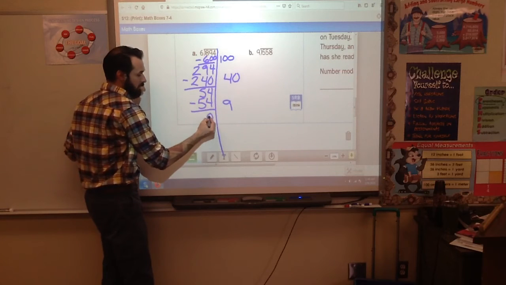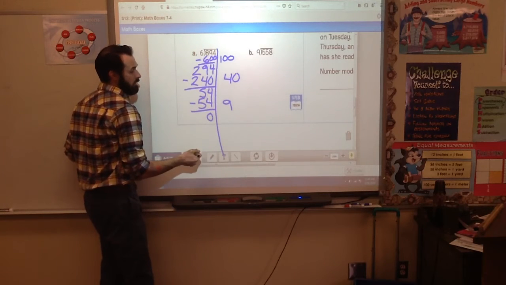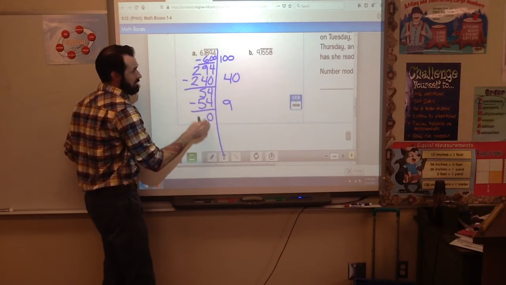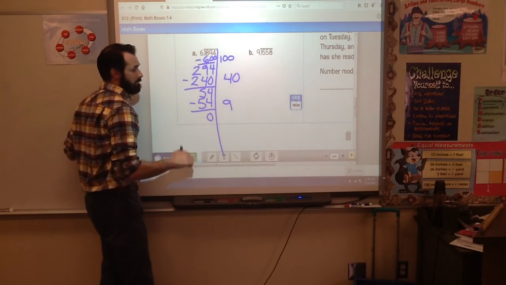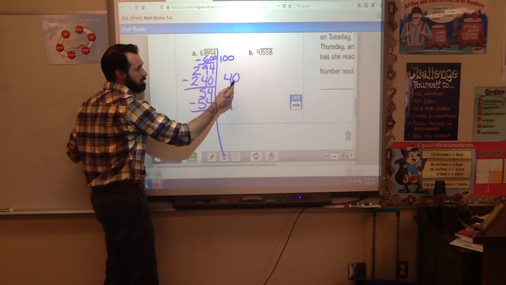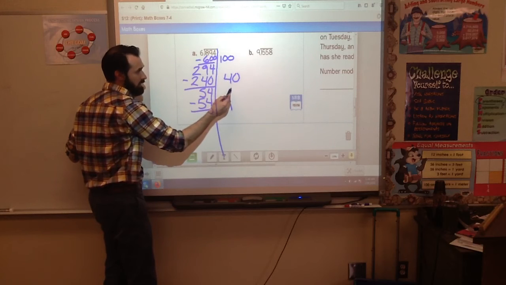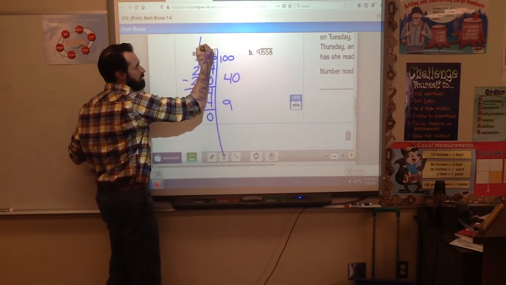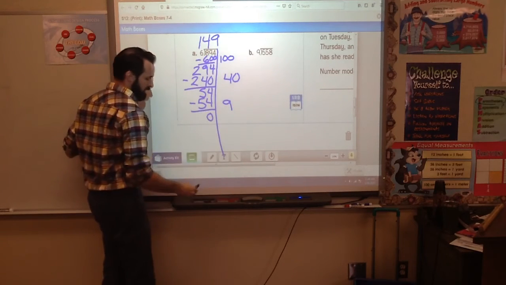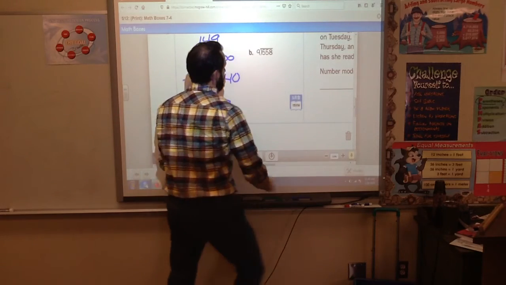4 minus 4 is 0. 5 minus 5 is 0. So we're done. When your remainder is smaller than your divisor, you are done. 100 plus 40 is 140 plus 9, 149. Let's take a look at this next one.